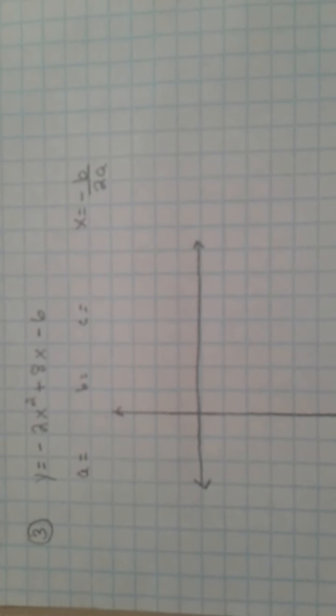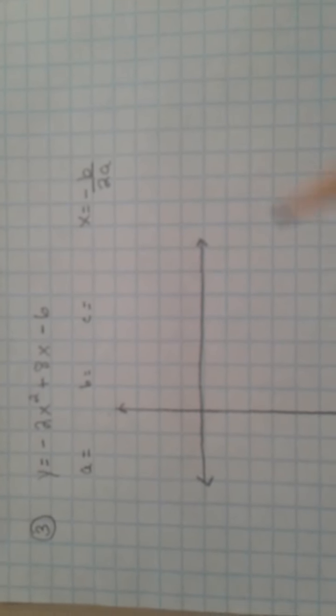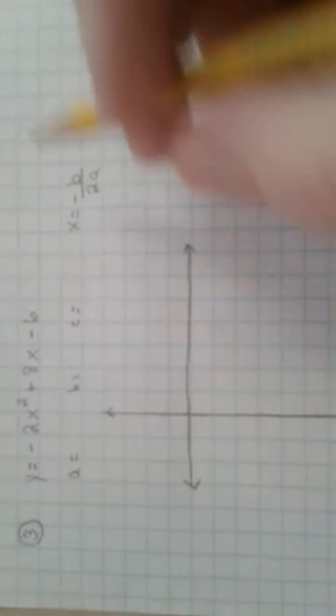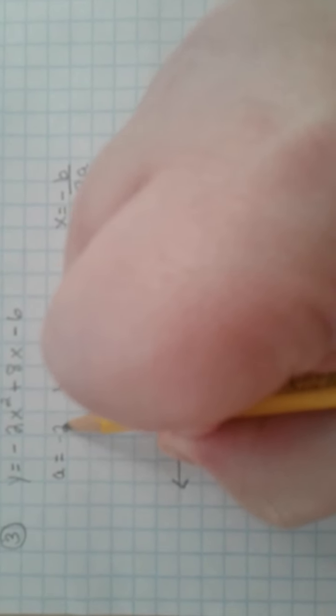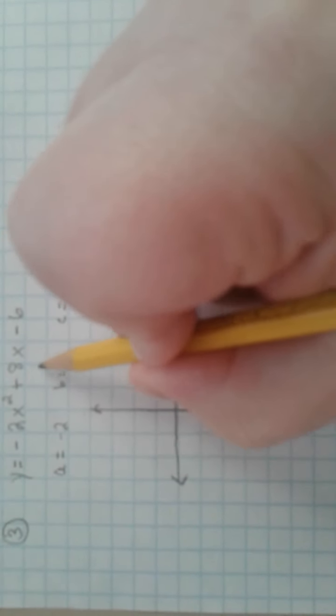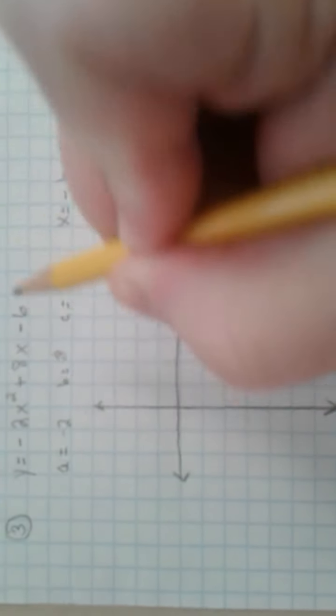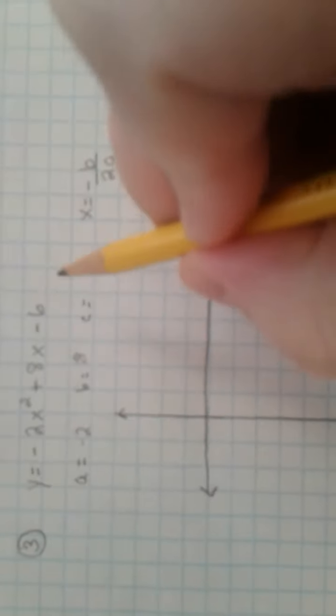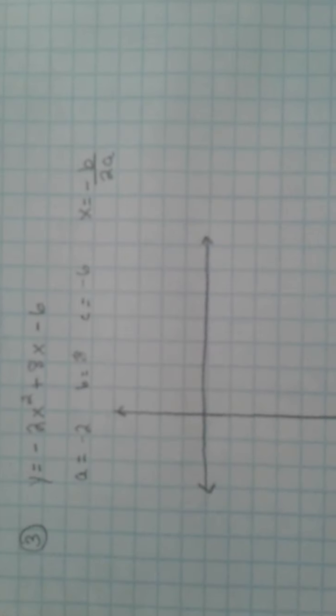Okay, so here we go. Here's number 3. I got this set up a little better for myself this time, so I've got it already set up. A equals negative 2. Once again, we're just identifying the A, the B, and the C values. B is positive 8, and C is negative 6.